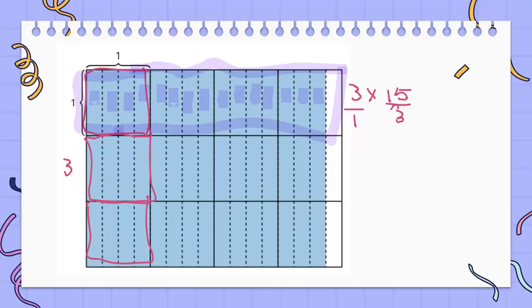Remember to put your 1 underneath your whole number. Don't ever forget that, okay? We know that 3 times 15 equals 45. 1 times 3 equals 3. 45/3 over 3 is what we should have.